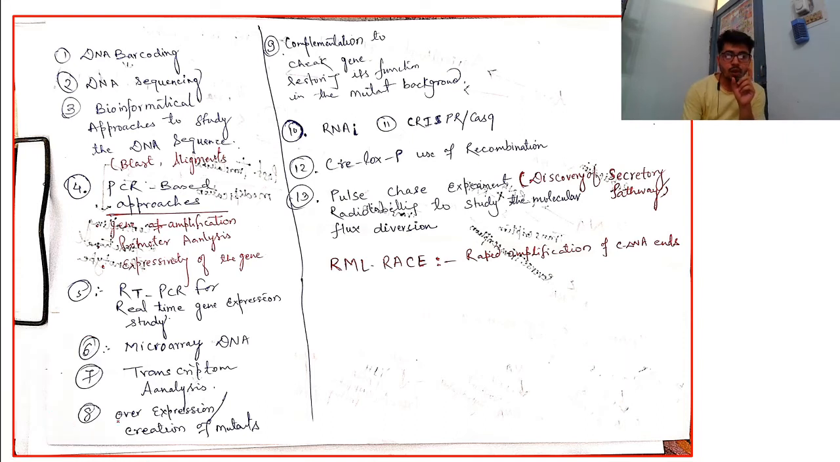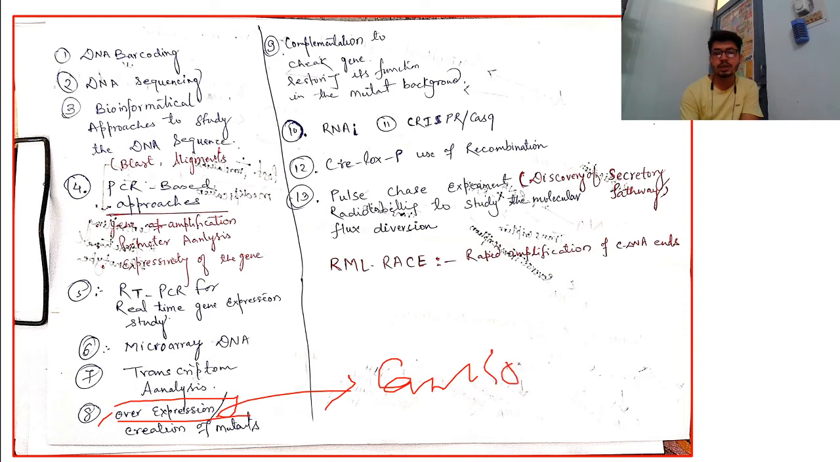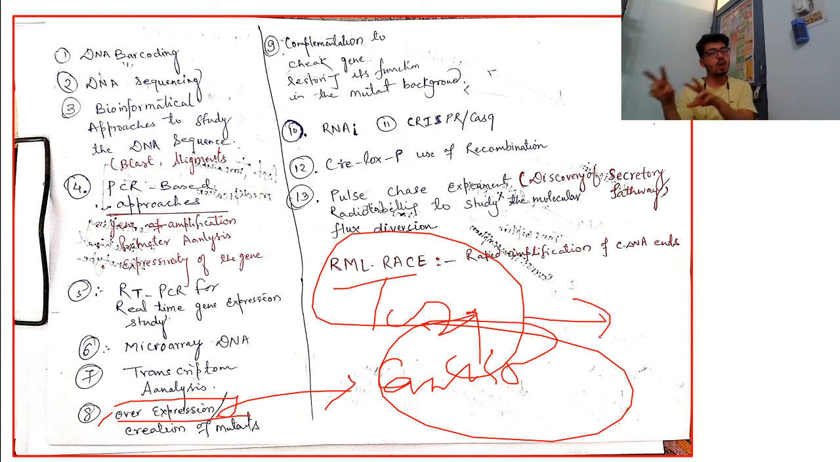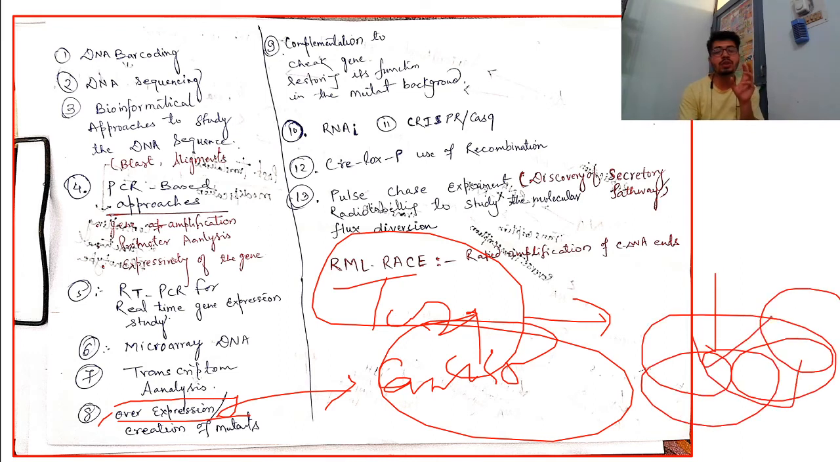So overexpression and creation of mutants is again a very important topic. If you want to overexpress a particular gene constitutively in the plant, you will use the CaMV 35S promoter, for constitutive expression. If you want to express it in the tapetum, TA29 is a promoter. Lupin is again a seed-specific promoter, so that it only expresses in the seed.